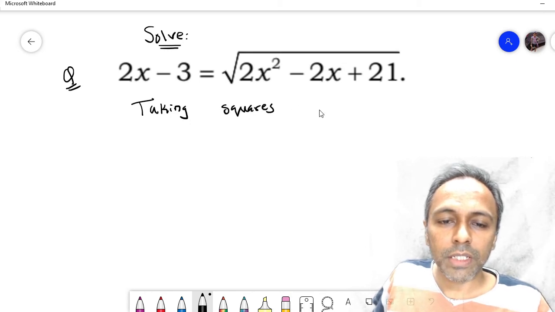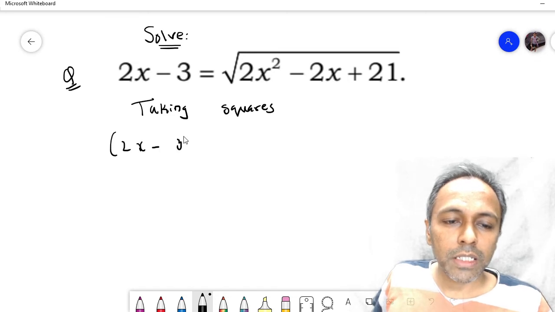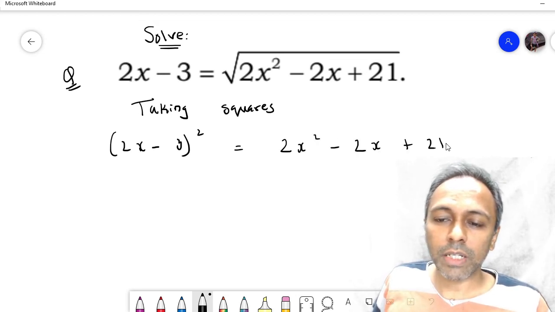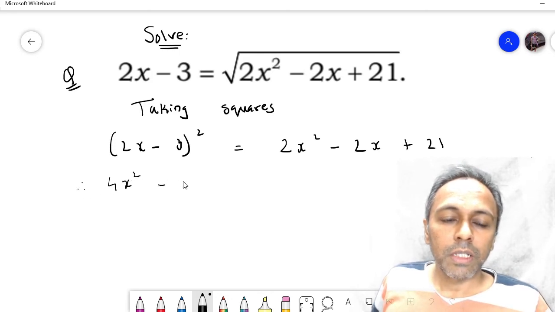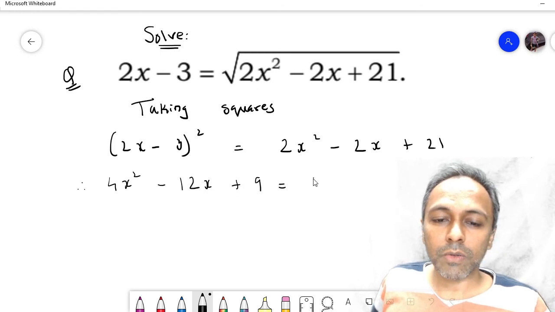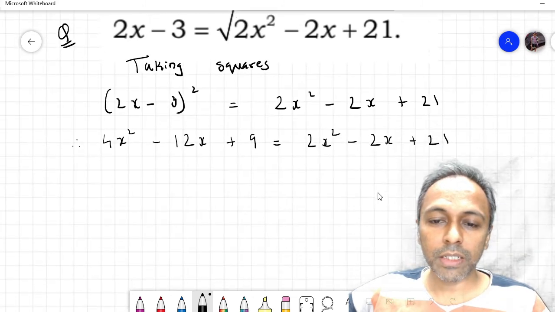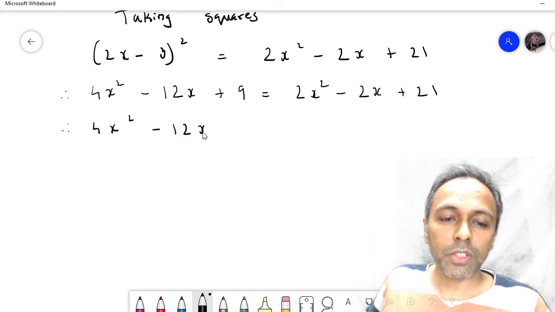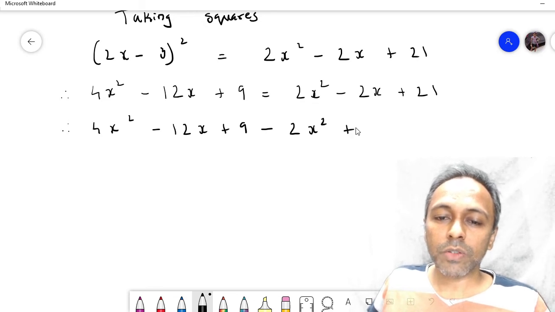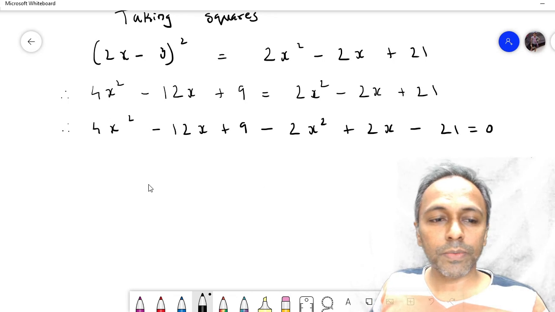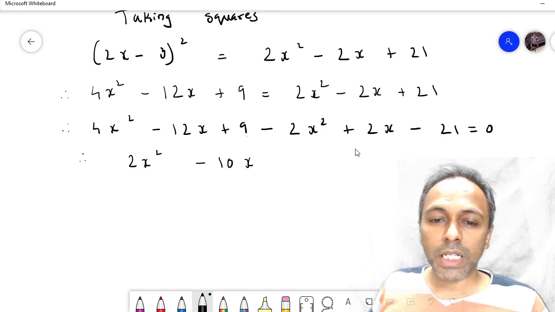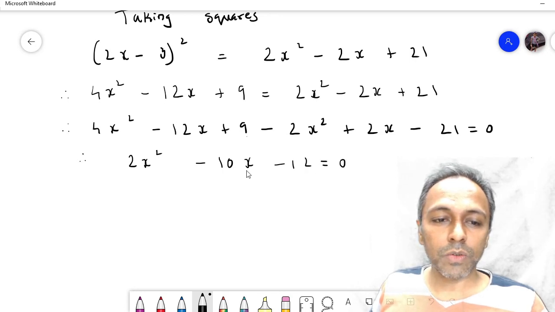Taking squares. So this becomes 2x minus 3 the whole square is equal to 2x square minus 2x plus 21. Therefore 4x square minus 12x plus 9 is equal to 2x square minus 2x plus 21. This is the 2ab term that will become minus 12x. Let's bring all the terms on the left hand side. So it becomes 4x square minus 12x plus 9 minus 2x square plus 2x minus 21 equal to 0. Therefore 2x square minus 10x, 9 minus 21 is minus 12, is equal to 0.